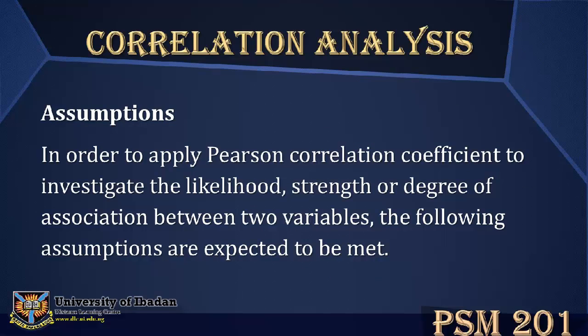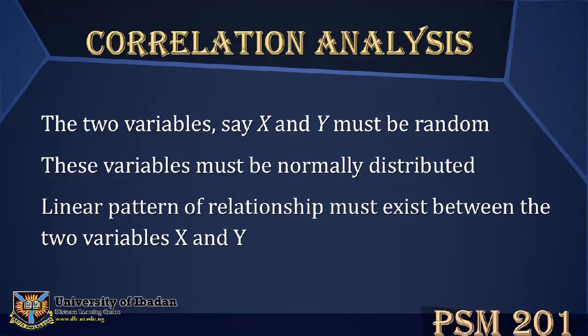Assumptions. In order to apply Pearson correlation coefficient to investigate the likelihood, strength or degree of association between two variables, the following assumptions are expected to be met. The two variables, say x and y, must be random. These variables must be normally distributed. Linear pattern of relationship must exist between the two variables x and y.